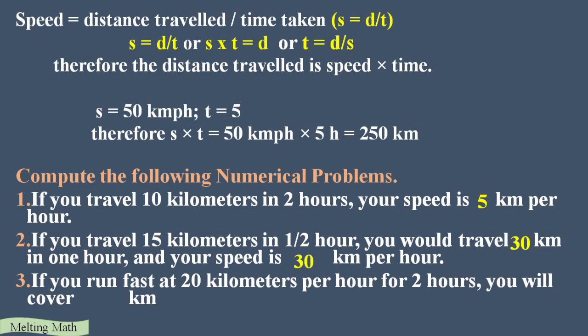Next, third one: if you run fast at 20 kilometers per hour for 2 hours, you will cover dash kilometers. Just see, per hour we are reaching 20 kilometers. For 2 hours, how many kilometers do we reach? Just multiply by 2. 20 into 2, 40 kilometers. So the answer is 40 kilometers.